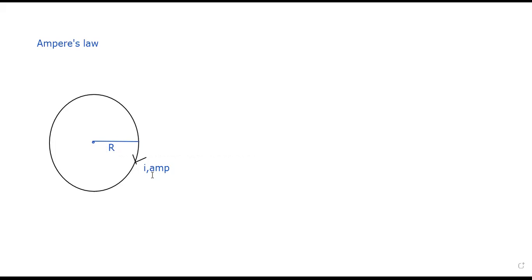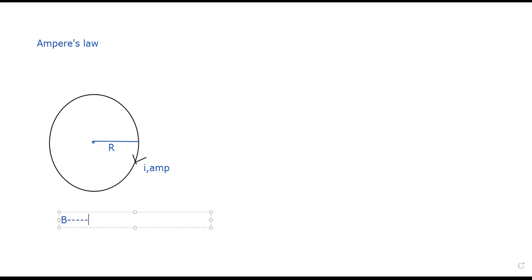Then a magnetic field is developed at the center of the circular loop. Here Ampere's law statement is about the magnetic field at the center of the circular loop, and in Biot-Savart's law, it is due to the long conductor. This is the difference here. So in Ampere's law, the magnetic field at the center of the loop, we denote with B. B is the magnetic field.